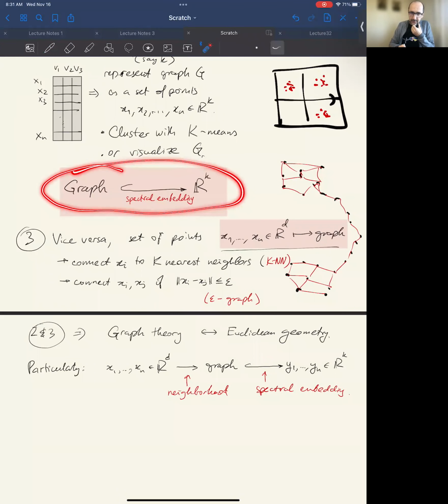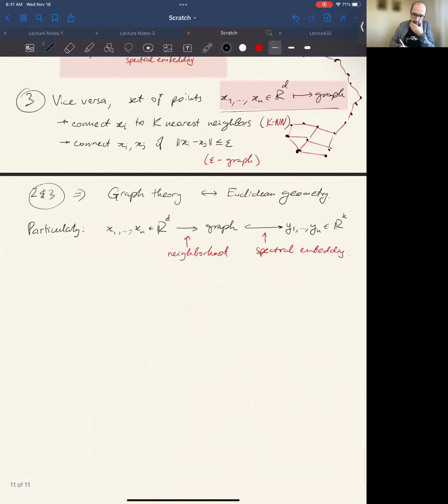Spectral embedding of the graph is only one way to do this. There are other ways to visualize graphs in RK. And one very general way that you probably should know about, an alternative to spectral clustering, is a method called multidimensional scaling.